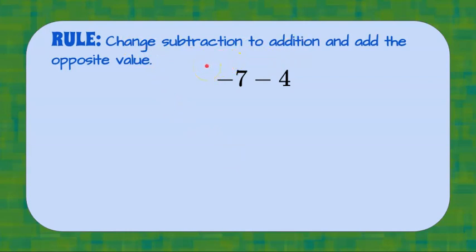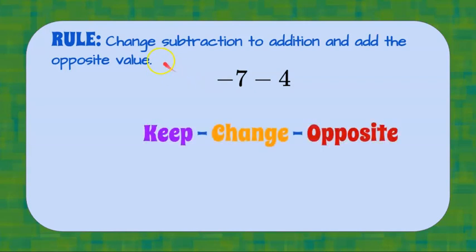So in this video today, I'm going to present you with 12 different problems. We're going to do the first one together, and then I'm going to ask you to pause and use the subtraction rule as a no-fail option. So if you can embrace this rule, I promise you, you will find success. So here's the rule. We're going to change subtraction to addition and add the opposite value.